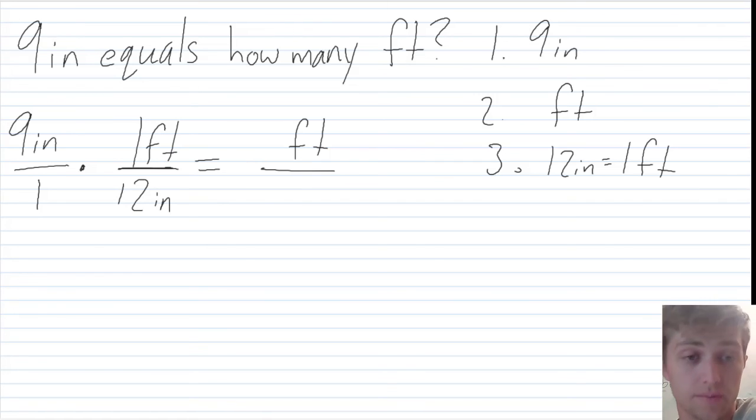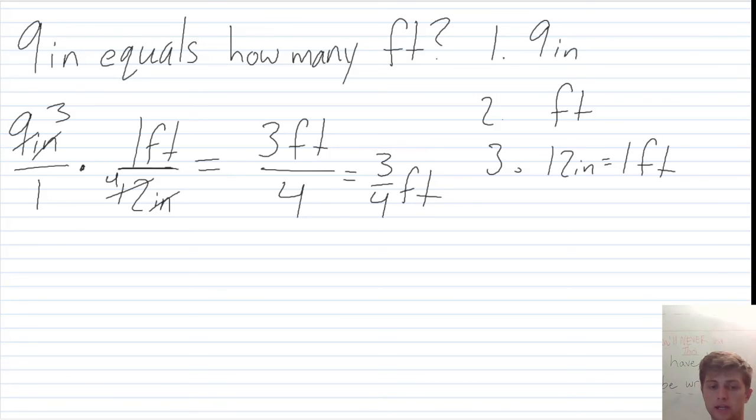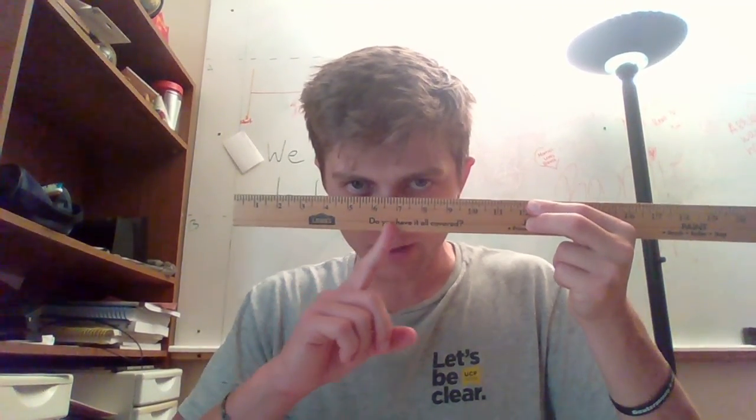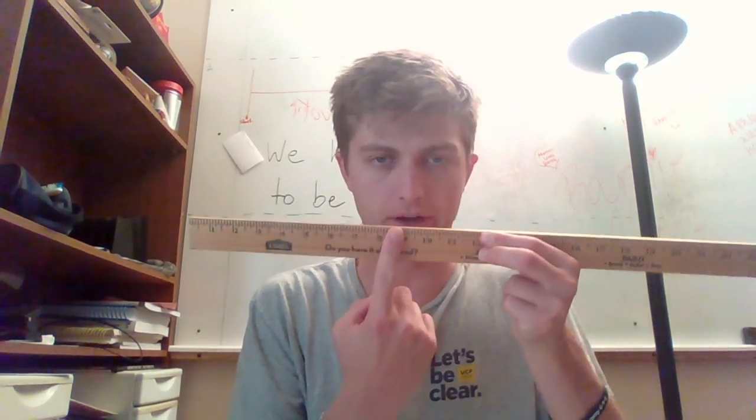Okay, let's do some cancellation. Inches, inches, we're gone. Can we cancel anything else? Yep. 3 goes into 9 3 times. 3 goes into 12 4 times. Let's multiply across. 3 times 1 foot gives us 3 feet. 1 times 4 gives us 4. We got 3 feet over 4, which doesn't make much sense, but we can just treat it like a fraction. 3 over 4 feet, 3/4 of a foot. And if we look at our ruler again, there's 9 inches, and if we look, that's about 3/4 of the way to a foot.